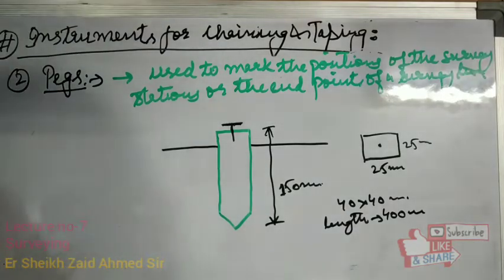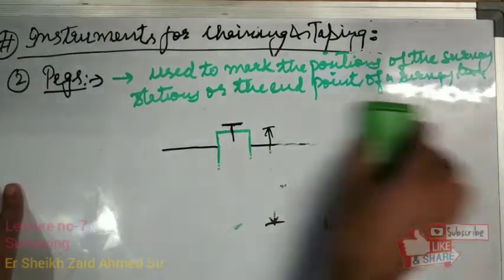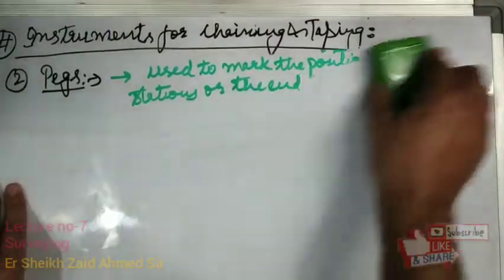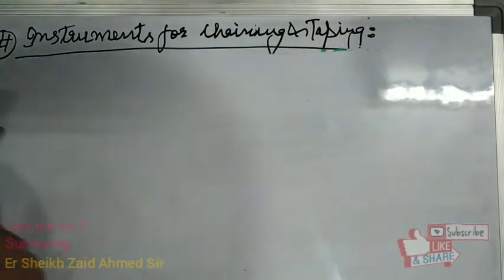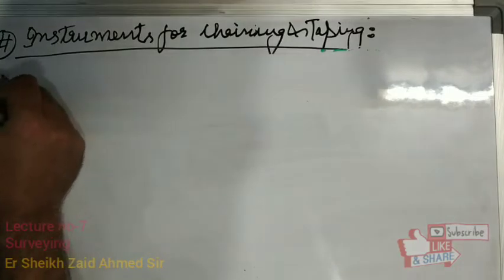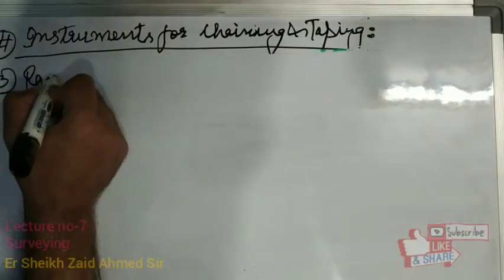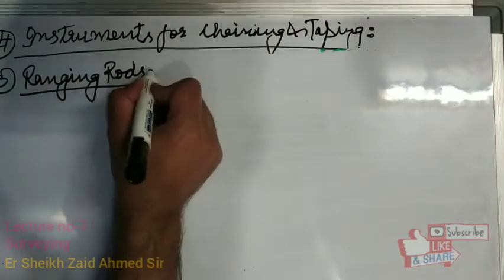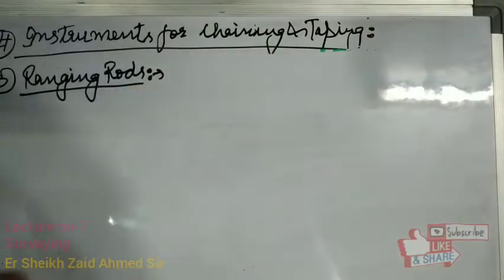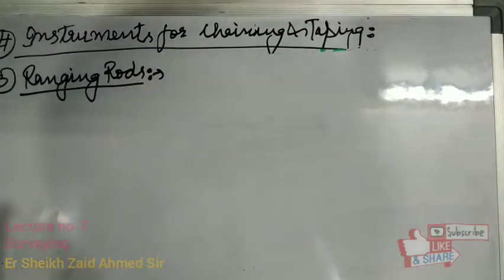Now coming to the third instrument. It is one of the important instruments as far as surveying is concerned, and it is ranging rods. Before studying ranging rods, we must first know what is ranging. What is ranging? The process of locating a number of points on a long survey line is called ranging.